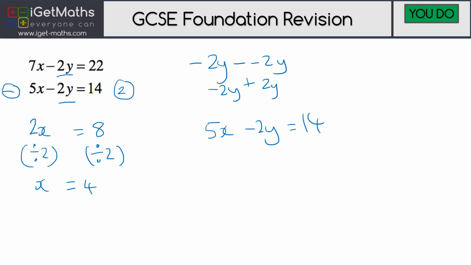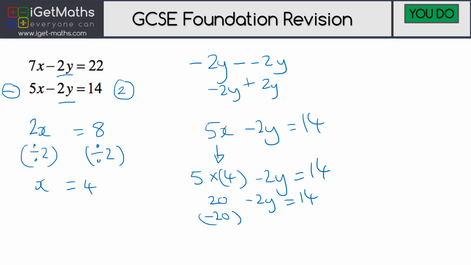We know x is 4, so we're going to substitute that in. So that'd be 5 times 4 minus 2y equals 14. 5 times 4 is 20, minus 2y equals 14. We're going to minus 20 on both sides. That gives me minus 2y equals minus 6.